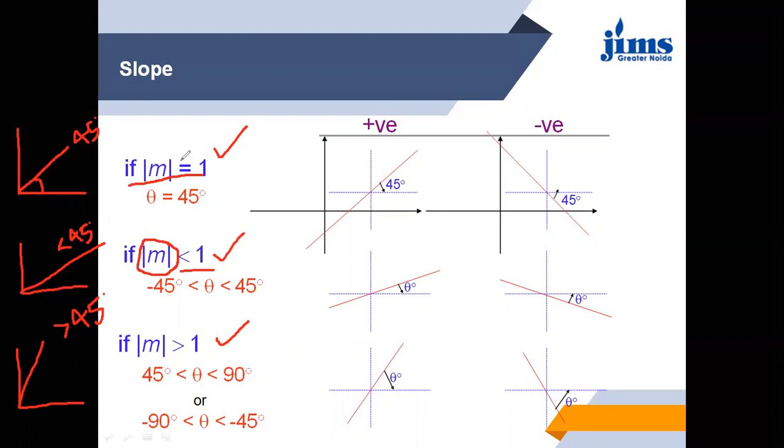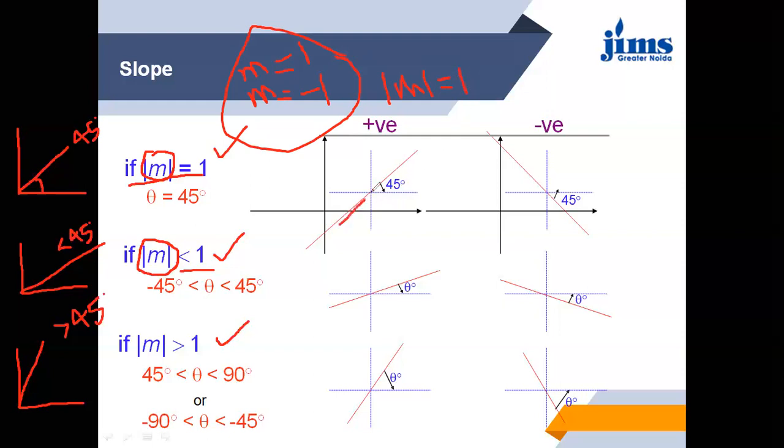So now we will discuss the mode. Mode means that if I have a value m equal to 1, then that is also 1, and if I have a value minus 1, then that is also equal to 1. So the mode of m for these two equals 1.